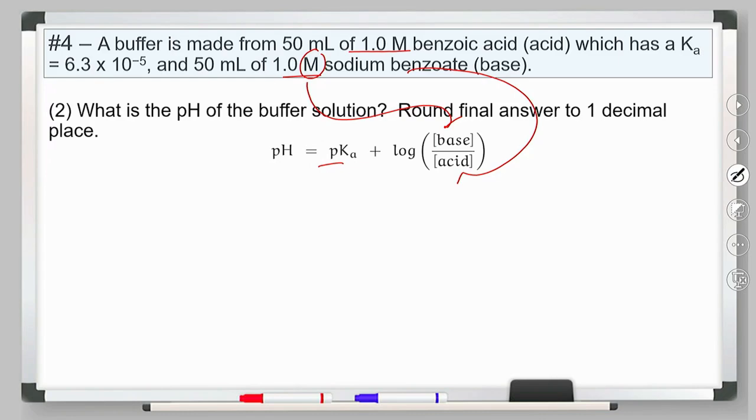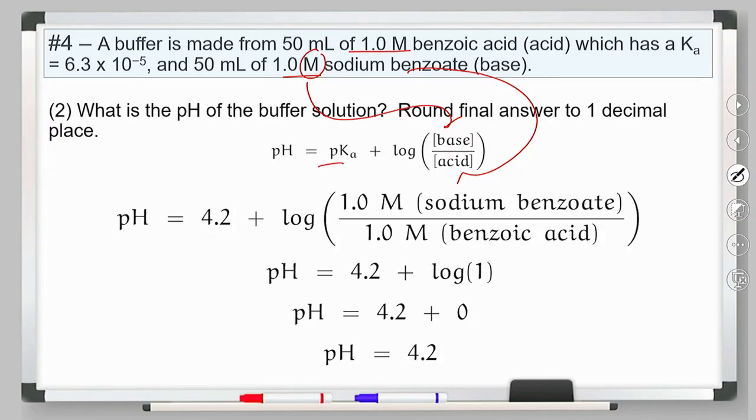But in this case, I gave you both of the concentrations in molar, or moles per liter. So this is a fairly straightforward numeric one, but let's see if you can set it up right. Did you put 4.2 plus the concentration of both of them, which is 1 molar? So 1 molar of the base on top of 1 molar of the acid.